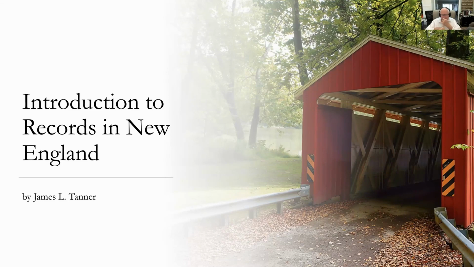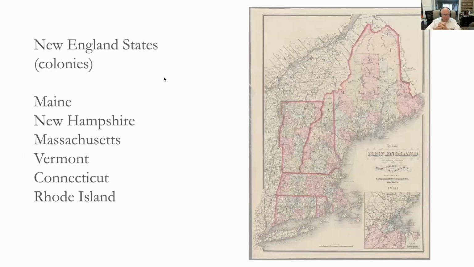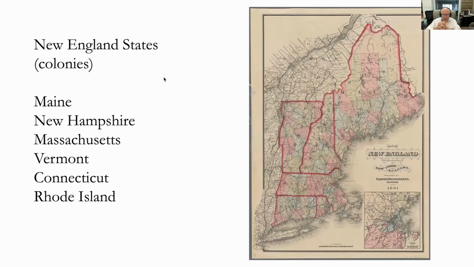People who came to America came to the ports on the East Coast. Of course, a lot of them came through New York, which is not part of New England. And let's get into looking at that. We're talking about Maine, New Hampshire, Massachusetts, Vermont, Connecticut, and Rhode Island. Those are the New England states and the previous colonies.